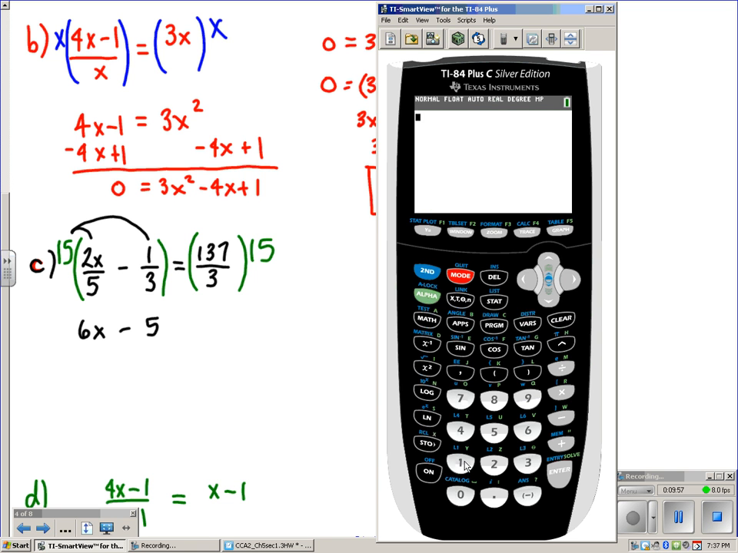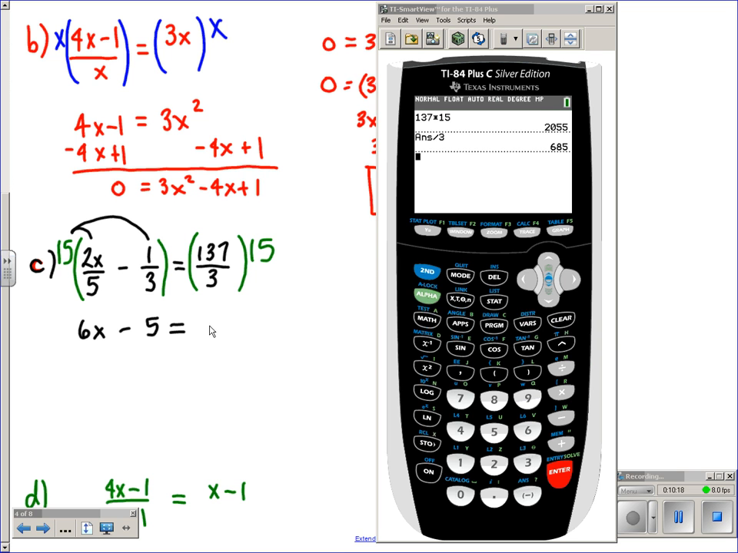So let's do 137 times 15, and then divided by 3, I get 685. So this should equal 685. Then let's just solve it for x. Add a 5, add a 5. So 6x equals 690. Divide each side by 6.